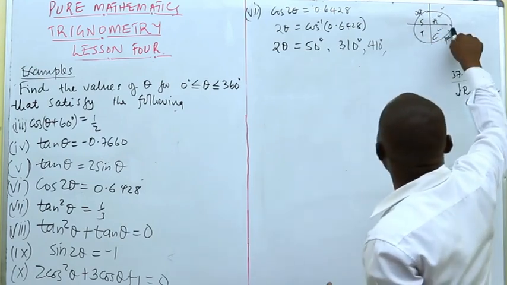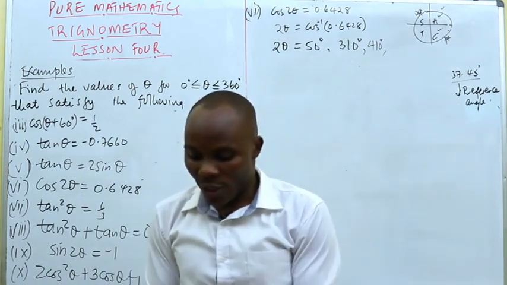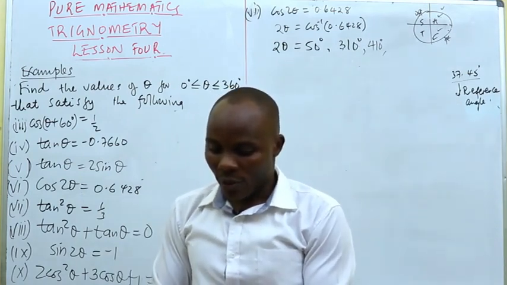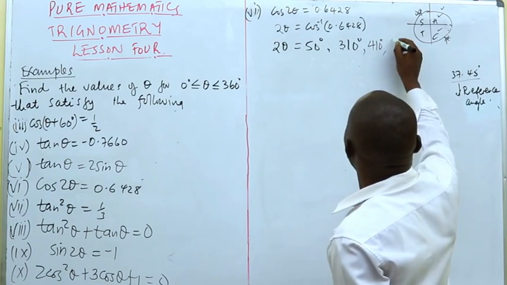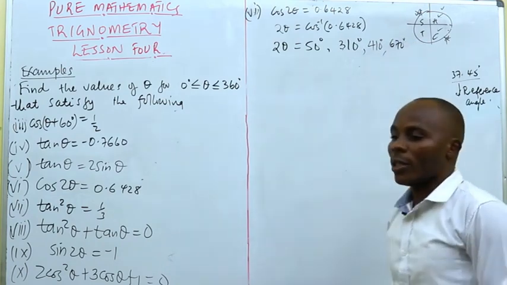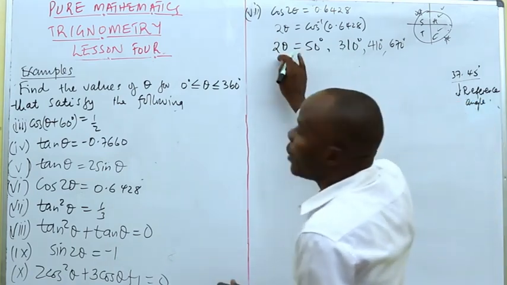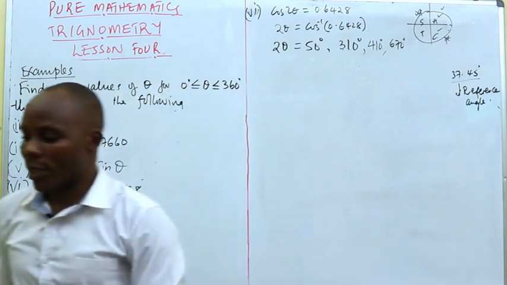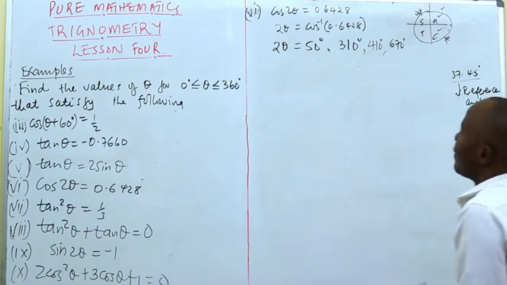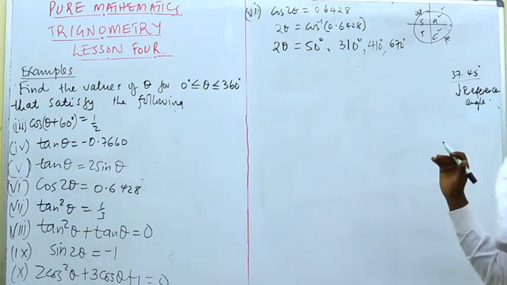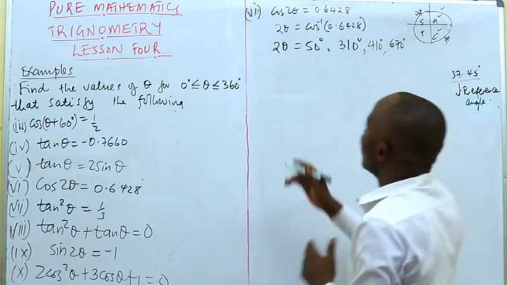You move, you come back. Here we have 720. It is 720 minus the 50, giving you 670. So if it is giving you 670, how do we get the theta? How do we get the theta? For us to get the theta, just divide all through by what? Just divide all through by 2.